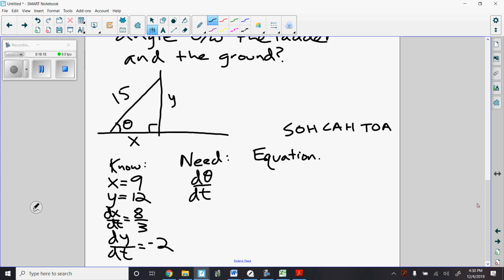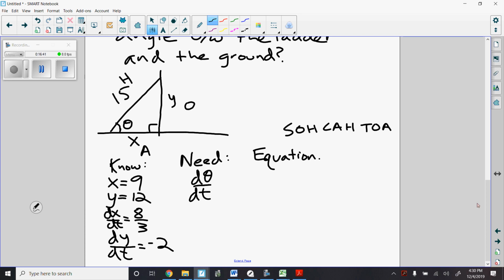But usually there are some ways to do this that will make this a little bit nicer. First thing, I would like to only use one variable rather than 2 variables. Tangent, opposite and adjacent, right? From theta. Here's my opposite, here's my adjacent, and this is my hypotenuse.